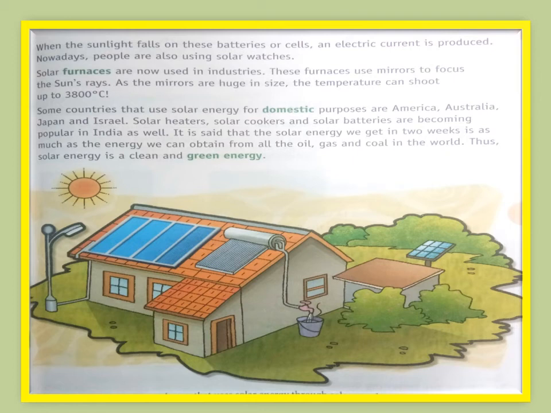Some countries that use solar energy for domestic purposes are America, Australia, Japan, and Israel. Not only this, even in India, in many states, solar energy panels are properly installed and solar energy is properly utilized. Domestic means relating to the home, for household activities.